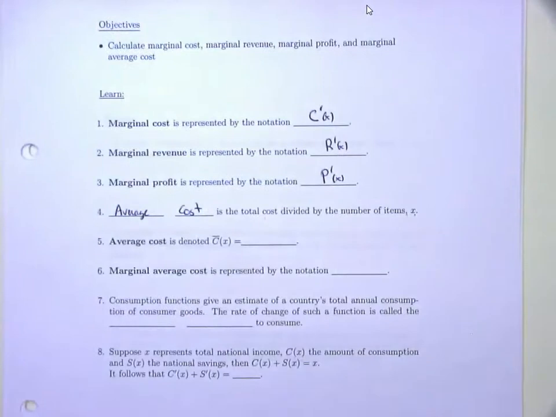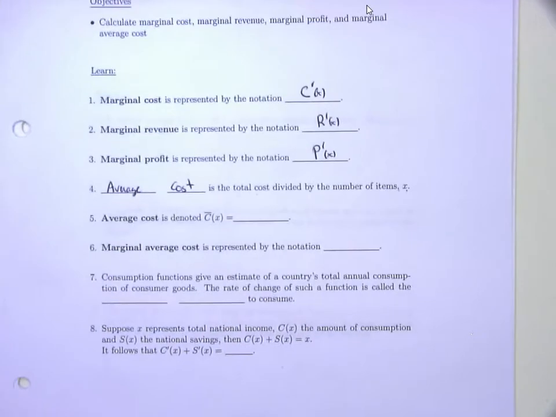Does that make sense? Basically, they're trying to put words to it: to take an average, you add up the numbers and divide by the number of items that you got. That's how you figure out the average. Okay? But this average cost does have a symbol here.